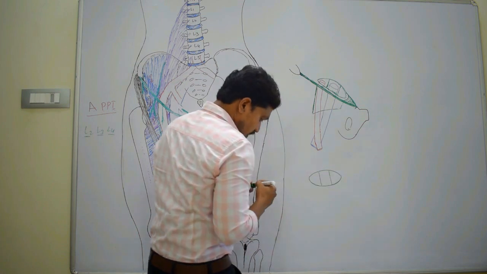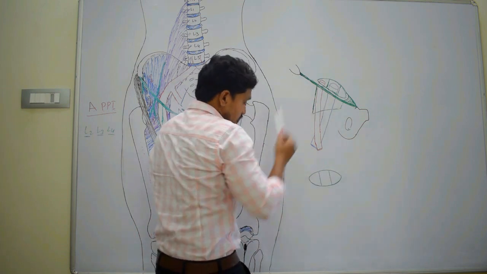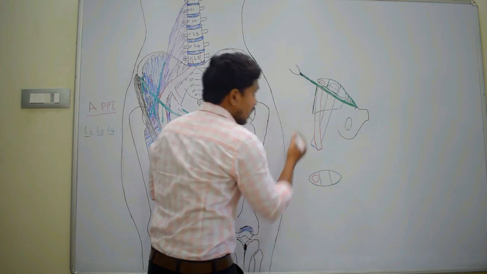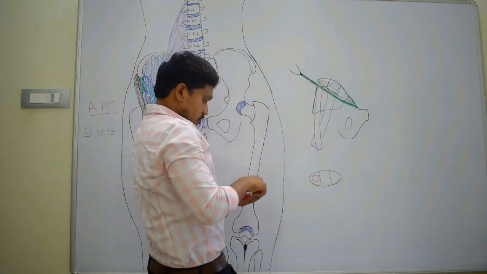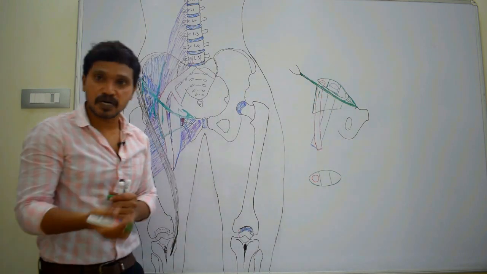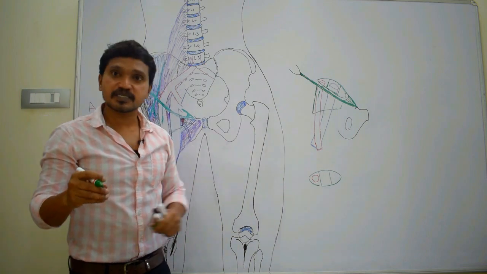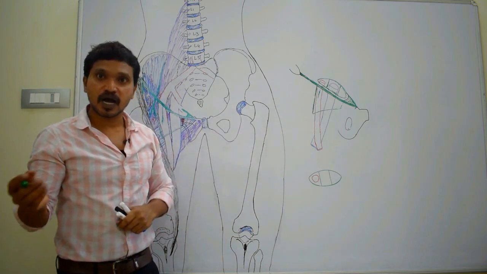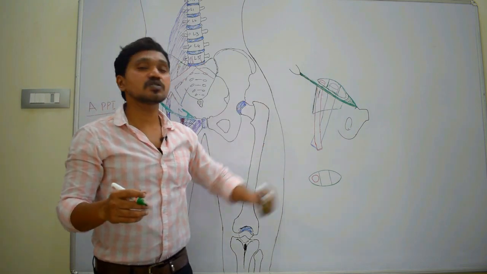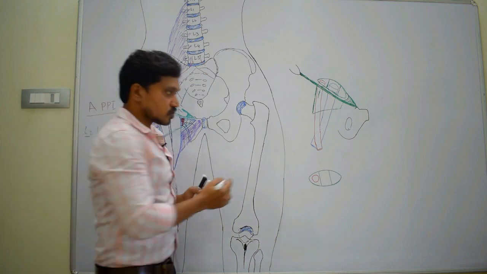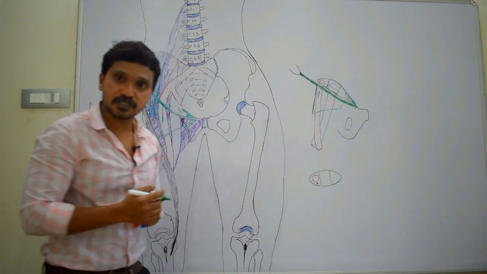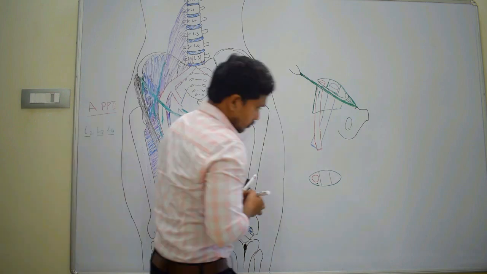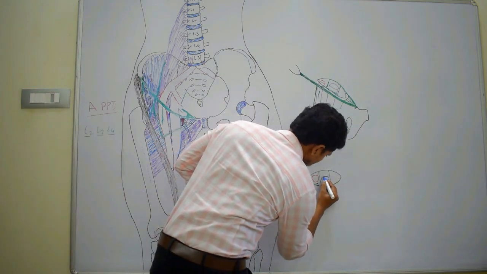This lateral compartment contains what? Femoral artery. Along with that, there will be one nerve. This nerve we call the femoral branch of the genitofemoral nerve. It pierces the anterior layer of the femoral sheath and it supplies the skin over the femoral triangle. So this is the nerve, the femoral branch of the genitofemoral nerve. Then the femoral vein. This is the femoral vein.